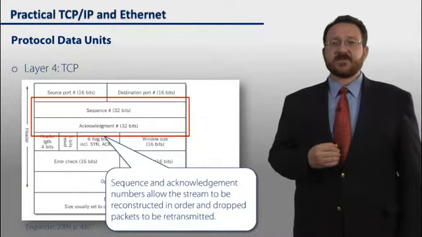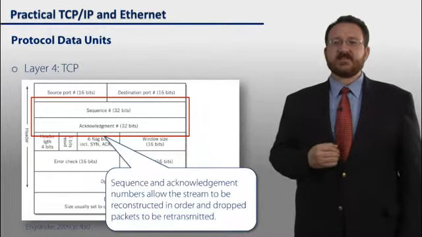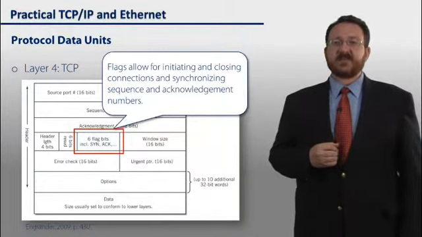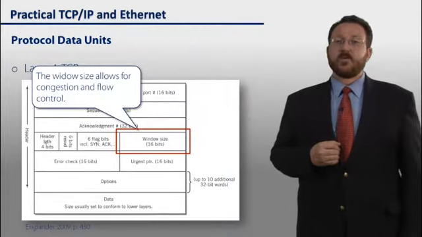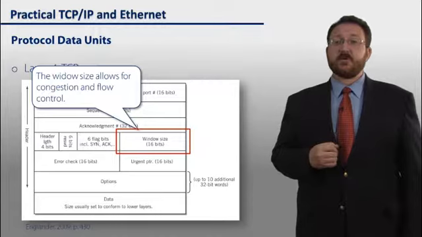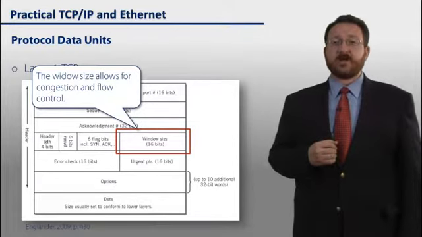We have 32 bits each of sequence numbers and acknowledgement numbers. And these allow the stream to be reconstructed in the appropriate order, and dropped packets can be retransmitted. We also have a series of flags such as SYN and ACK and FIN and reset. These flags allow for initiating and closing connections and synchronizing sequence numbers and acknowledgement numbers. We have a window size that allows for flow and congestion control. The larger the window, the more data we can have out on the wire that's unacknowledged.